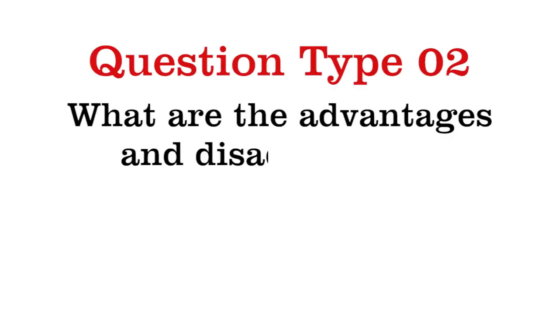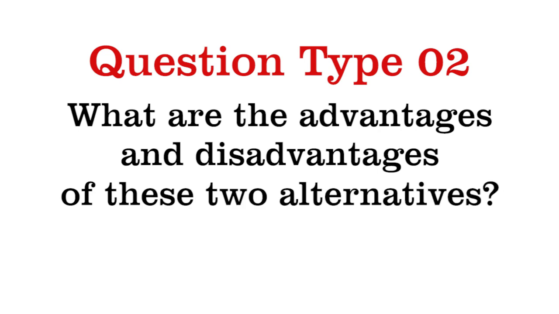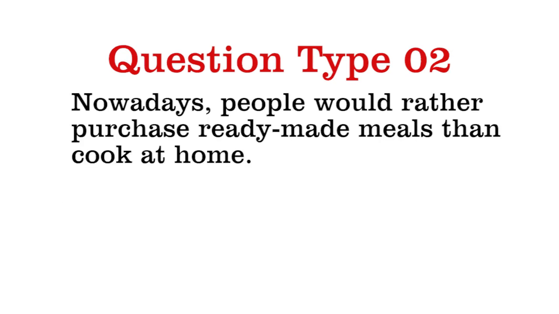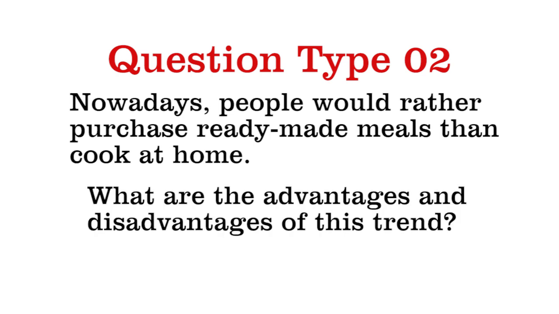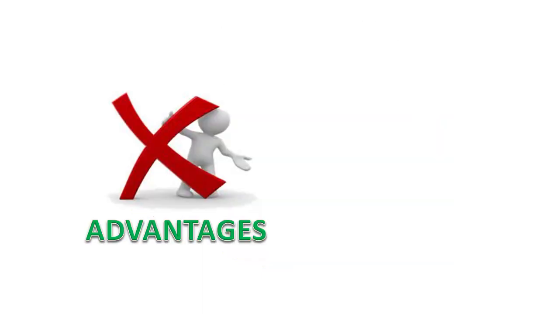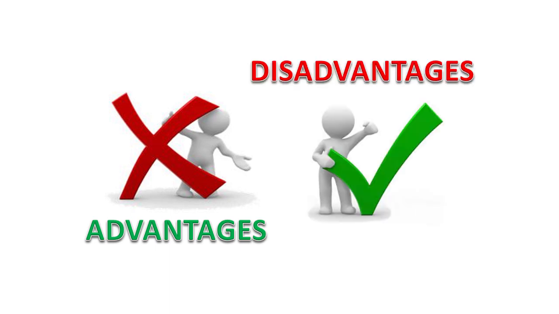The second type of essay question, what are the advantages and disadvantages of these alternatives, follows almost the same process. Let's take a real-life example. Nowadays, people would rather purchase ready-made meals than cook at home. What are the advantages and disadvantages of this trend? First, you need to ask yourself whether you broadly prefer ready-made meals or cooking at home, and then come up with the advantages for the one that you don't support and disadvantages for the one that you do support.